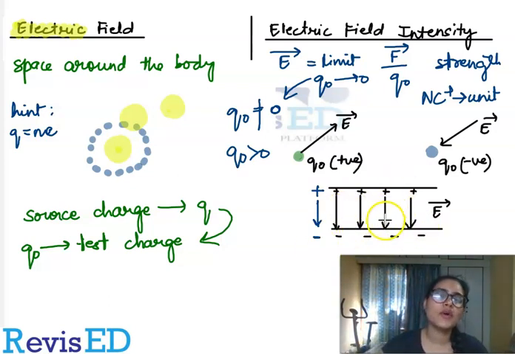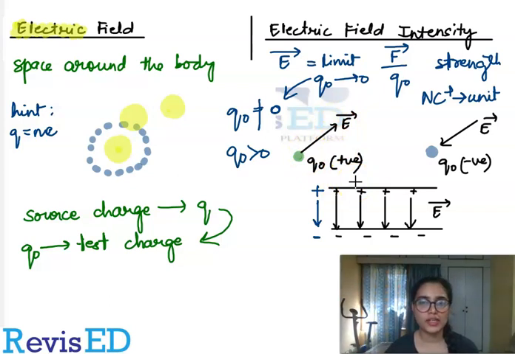So based on this, what we can say is that if the test charge placed in the electric field is positive, then the electric field is going to act outwards, meaning away from the positive charge. While if the electric field is acting on a negative test charge, then the electric field is going to act inwards, meaning towards the negative charge. So this is the concept behind what electric field intensity is.